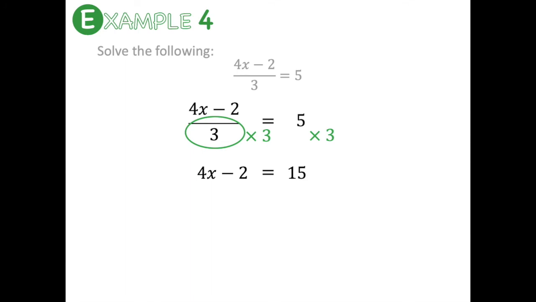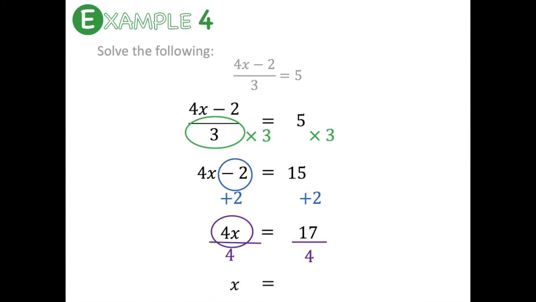So continuing to apply my reverse BIDMAS, I need to remove my subtract 2. Opposite of subtracting 2 is adding 2. So add 2 to both sides. 4x is going to equal 15 plus 2, which is 17. So next I need to remove the multiplication. Opposite of multiplying by 4 is going to be divide by 4. So x is going to equal 17 divided by 4, which is equal to 4.25.